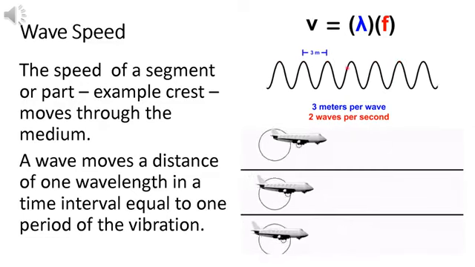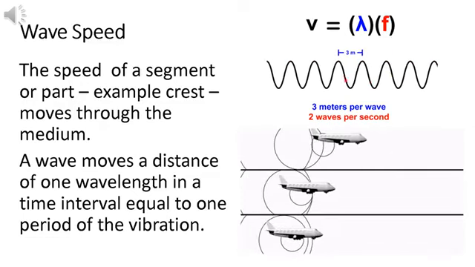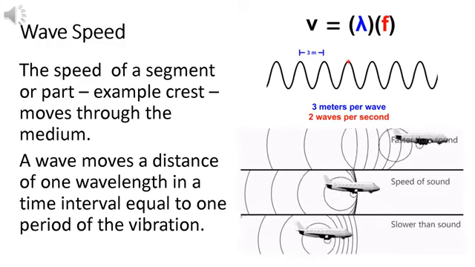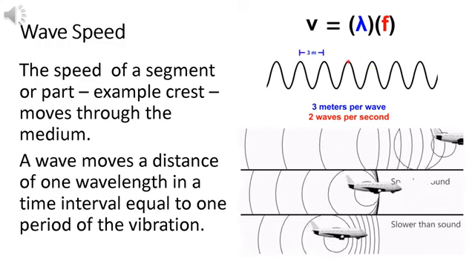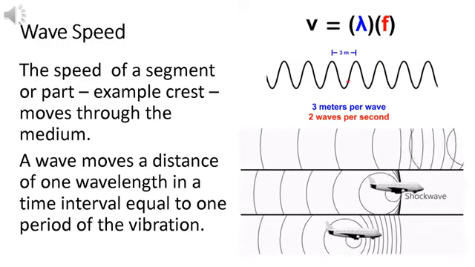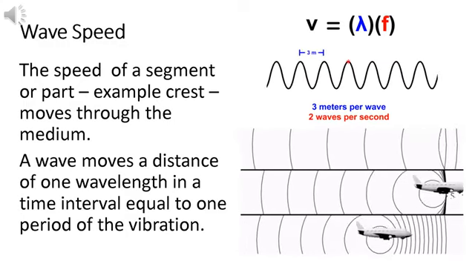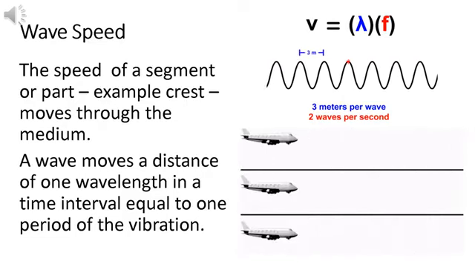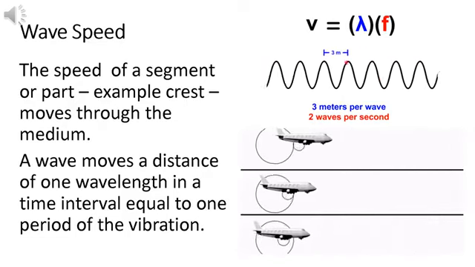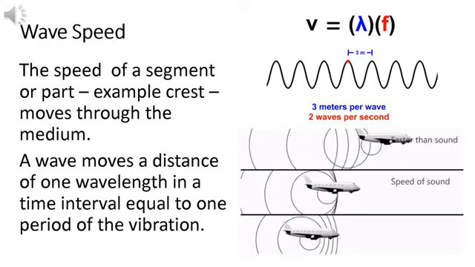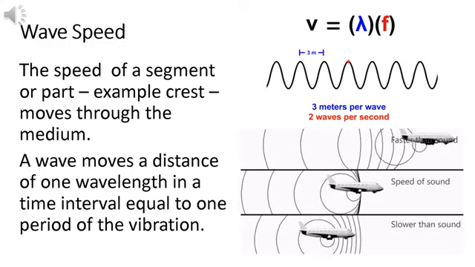The second aircraft, with the wave starting from 51 hertz and the speed slowly increasing, has the same speed as sound. And lastly, the third aircraft is now faster than the speed of sound. So as the frequency increases, more waves are produced.